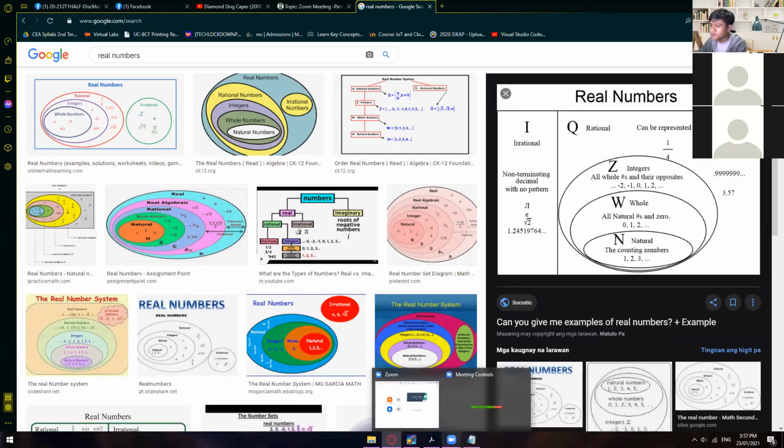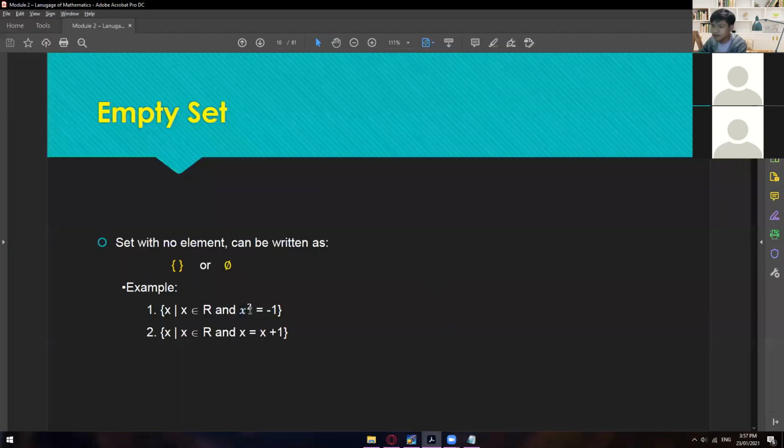Okay, so let's go back here. Anyway, let's consider any number that is under real numbers, aside from imaginary numbers. So is there a number that would make this expression equal with each other?